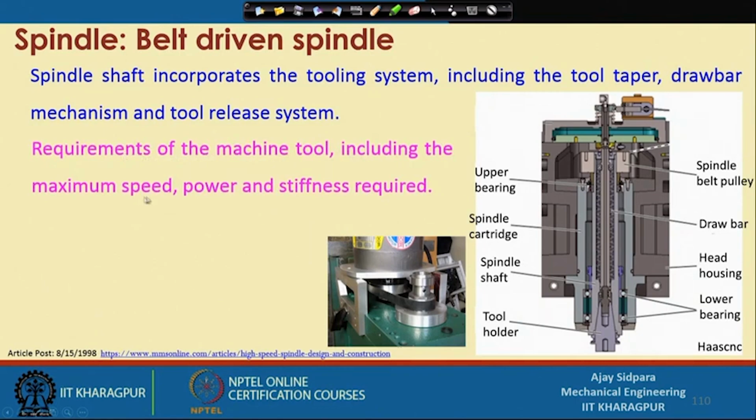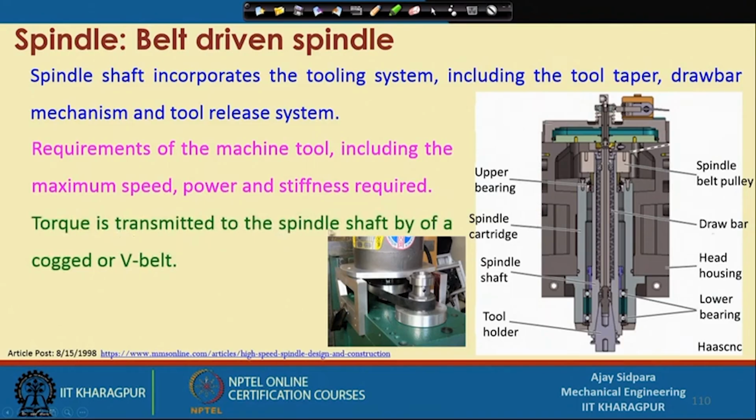Requirements of the machine tool include maximum speed, power and stiffness required. These are the different parameters you have to look into before selecting the belt drive spindle, because within belt drive spindles also there are many options: you are changing the power rating, and you also have to look into how many bearings are there and what the stiffness is. Whether you are rotating at 20,000 rpm or 10,000 rpm, everything still matters, because you still need stiffness. It does not mean that if you are rotating at a low rpm you do not require stiffness. So, these are the parameters you have to think about before selecting a particular belt driven spindle, right.